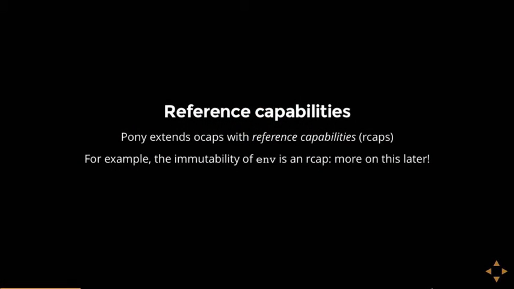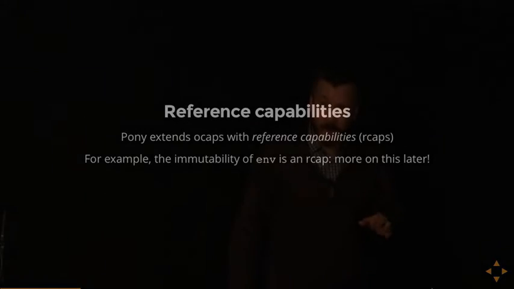But what Pony does that's very different from these languages is reference capabilities. Object capabilities are about security and authority, but they're not about data race freedom or any of these other interesting properties. So, for example, the immutability of the environment is a reference capability in Pony. And I'll expand on this as I go.